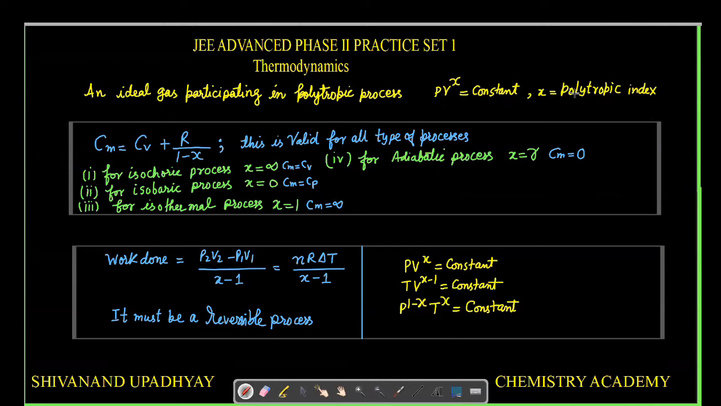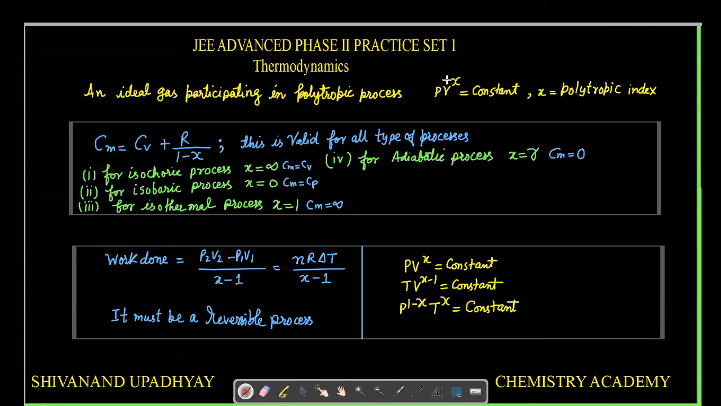For an ideal gas participating in a polytropic process, we can derive this equation of molar heat capacity of the gas, which is equal to the molar heat capacity at constant volume, Cv, plus R upon 1 minus X, where X is the polytropic index. This is valid for all types of processes, though it is derived for the polytropic process.